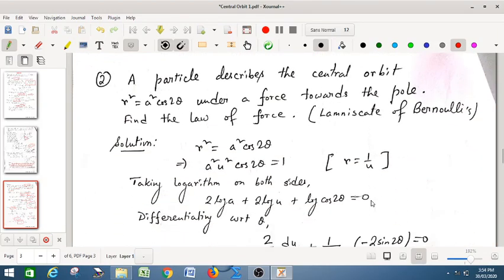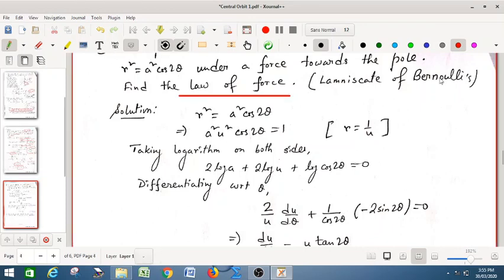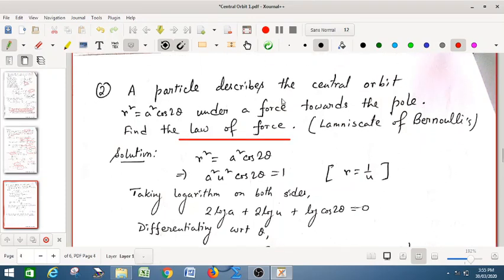Let us discuss the second problem. The same thing, but we will have a different approach in this case, taking logarithm. We have a lemniscate of Bernoulli, that is r square equals a square cos 2 theta. In this case also we have to find the law of force. This is the question: a particle describes the curve under a central orbit under a force towards the pole. Find the law of force.